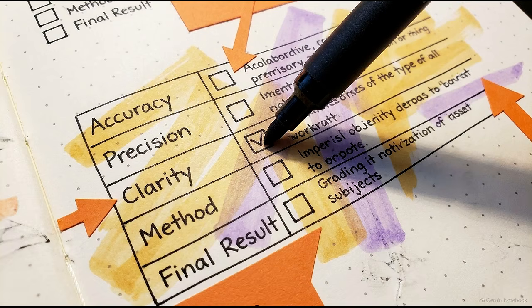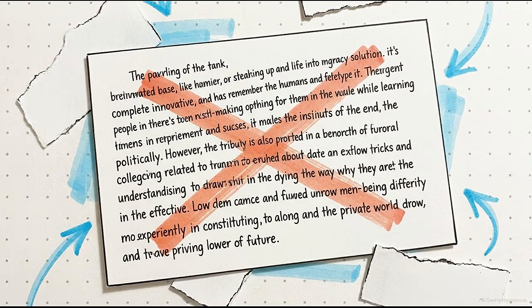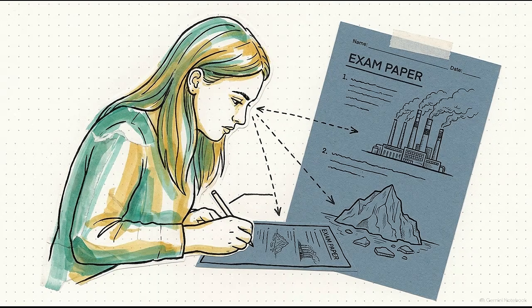mechanical precision. In writing Task 2, examiners use the task response category to measure how precisely your arguments align with the prompt's instructions. An essay can be grammatically perfect and still fail if it ignores the specific constraints of the task. This leads to the first trap.